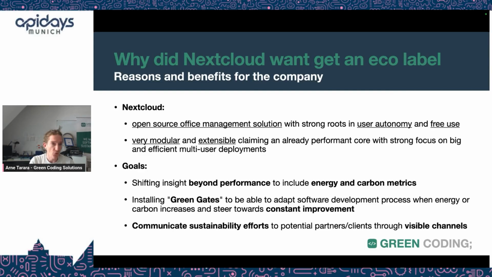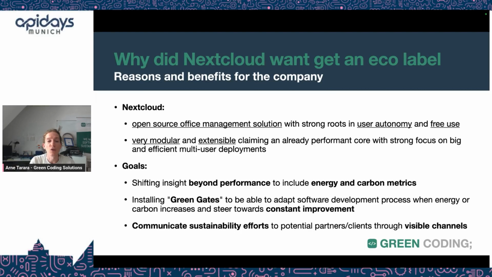So the goals for Nextcloud for going for this eco label were shifting the insight that they already had. I said before, it's already a performant software in its core, but they were looking at performance metrics so far, and now they also wanted to look at energy and carbon metrics of the software, additionally to what they already knew. So do they differ? Is energy maybe way different to, for instance, the CPU utilization, because there could be a lot of storage, right? And the question is why? This is what they wanted to know.